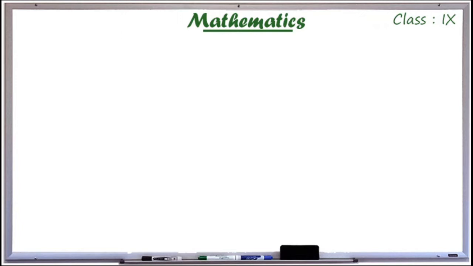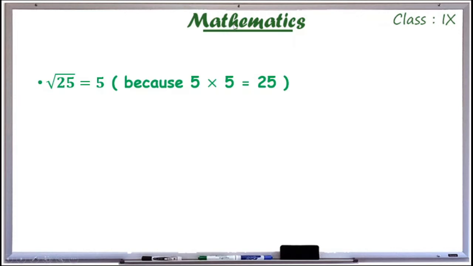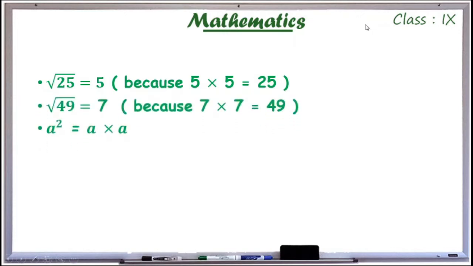We were dealing with irrational numbers. So now we are going to do some operations on irrational numbers. As you know, root 25 is equal to 5, root 49 is equal to 7. These are some basics. A square can be written as a into a, and a cube means multiplying a 3 times. So these are all well known.